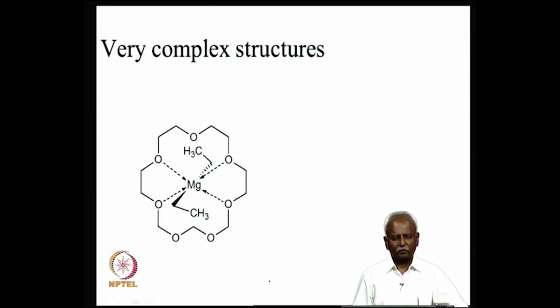Here is a simpler structure. You can understand this structure more readily. You have two ethyl groups which are coordinated to magnesium. So, it is very simply diethyl magnesium, and the magnesium is coordinated to a crown ether here, so that it forms a very stable complex. So, diethyl magnesium is coordinated to a crown ether, and this structure has been crystallographically characterized.